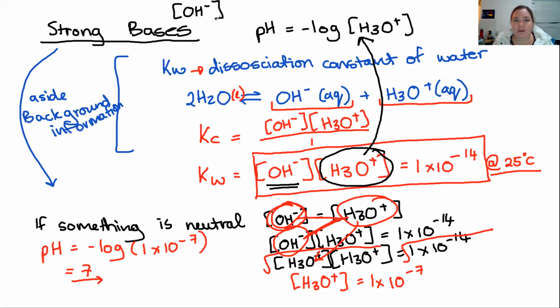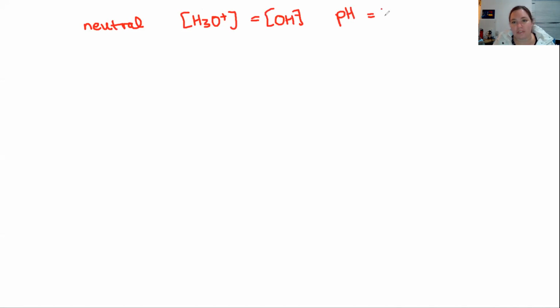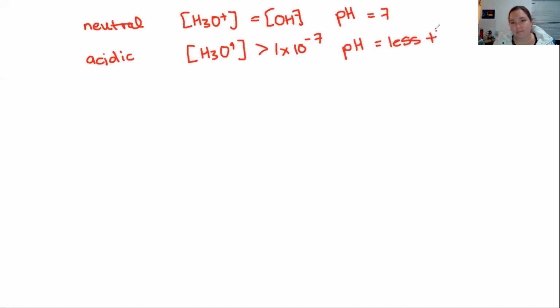Okay. So what you'll therefore find is that if we've got a neutral situation, our concentration of H3O plus equals our concentration of OH minus, and therefore the pH is determined to be 7. If we've got something that's acidic, then our concentration of H3O plus will be more than 1 times 10 to the negative 7, and therefore our pH will be less than 7. You can try it, plug in any value, and you'll see that it works.